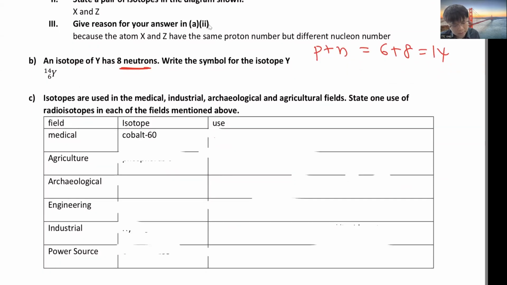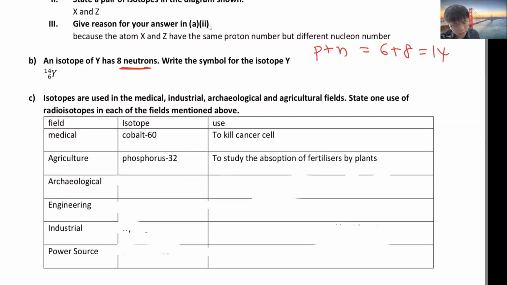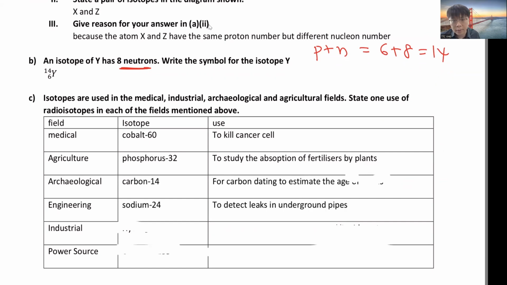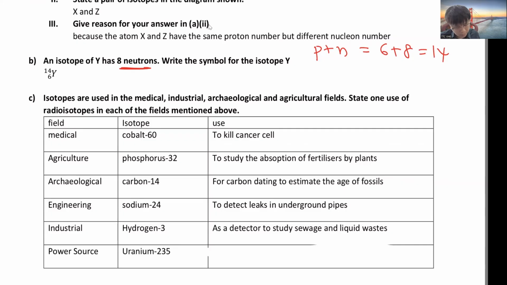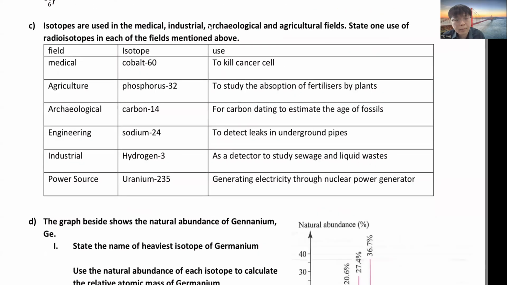So medical is cobalt-60, agriculture is phosphorus-32, archaeology is carbon-14, engineering will be sodium-24. Then for the industry, the power source is uranium-235 to generate electricity.